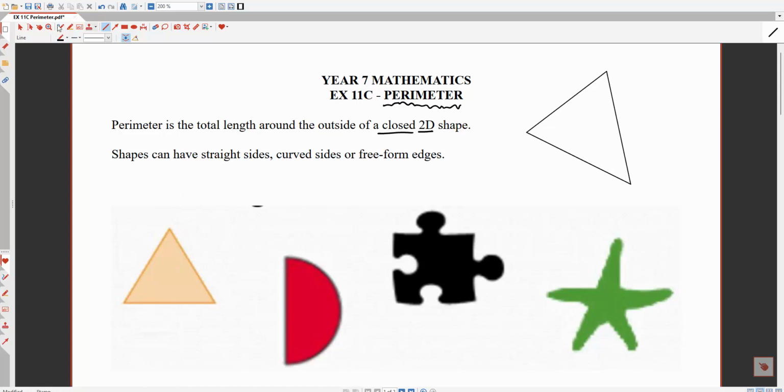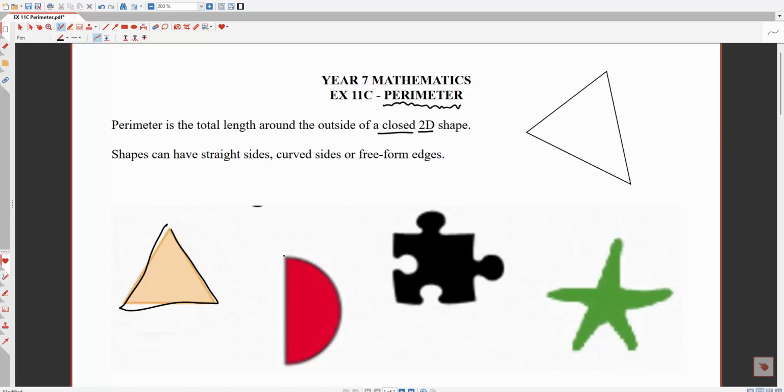A lot of people also think that shapes have to be drawn as what's called a polygon or have straight sides only, but it actually can be curved sides or even free-form edges. So all of these are examples of scenarios where I can find the perimeter. For example, this triangle here, I just move my way around the outside of this closed shape, and that would be my perimeter. Excuse the bad drawing.